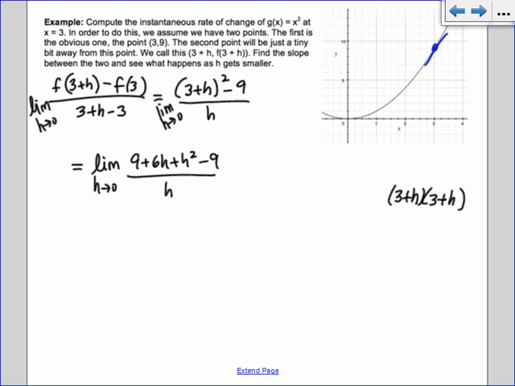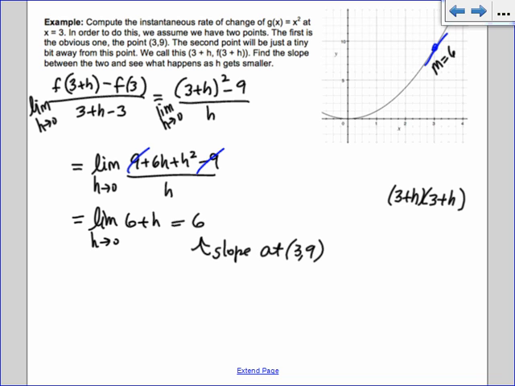And if you do this correctly, every single time you do these problems, all the things that are just plain numbers end up canceling. So see how my 9 and my minus 9 go away? That should always happen. You should now be able to divide by h. So when you divide by h, you get the limit as h goes to 0 of 6 plus h. So plug in h equals 0, and we get 6. So what we just found was the slope at that point that we wanted, (3, 9).